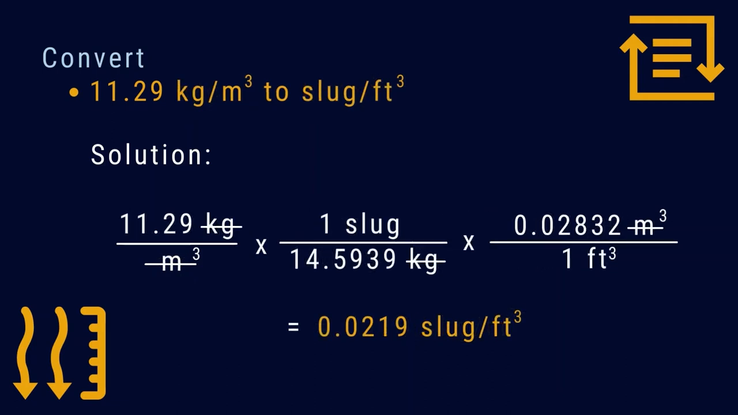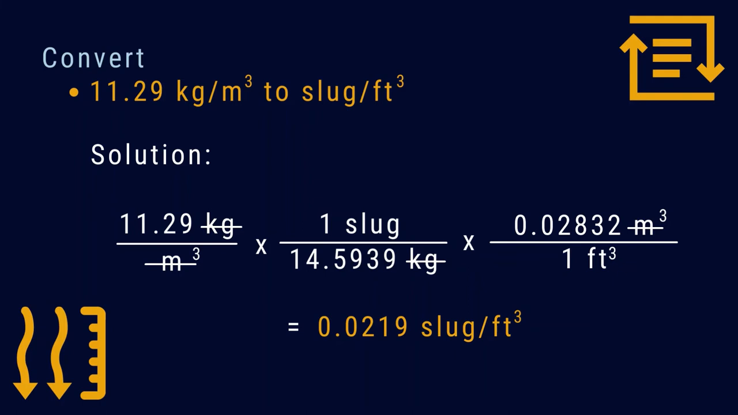Next example is to convert 11.29 kilograms per cubic meter to slug per cubic foot. We will simply multiply 11.29 kilograms per cubic meter by 1 slug over 14.5939 kilograms and 0.02832 cubic meter over 1 cubic foot based on the conversion factor.